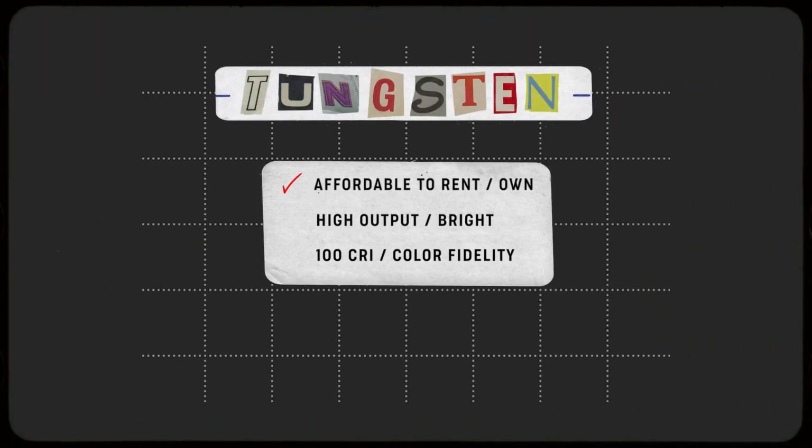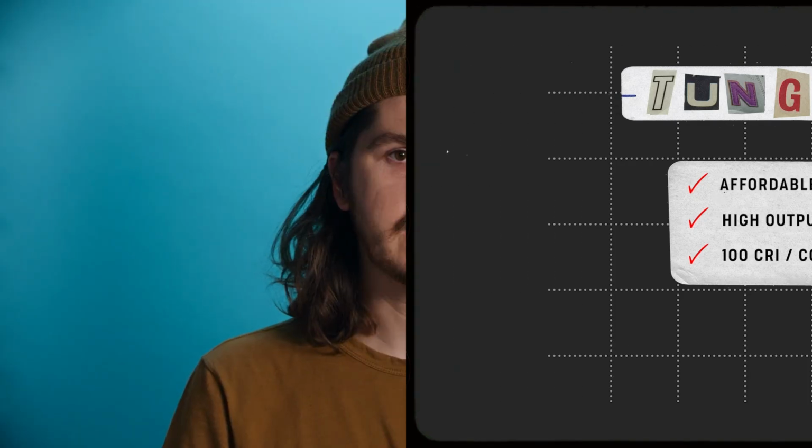Tungsten lights are also very affordable. With all the new technology with LED lighting, you can rent or buy many tungsten lights for really cheap. For their cost, they're also incredibly bright. One of the coolest things about tungsten too is they are rated at 100 CRI, which is color render index. We have a whole section dedicated to that later on, but the takeaway here is that the color fidelity of a tungsten light looks beautiful on your actor or your subject's skin.